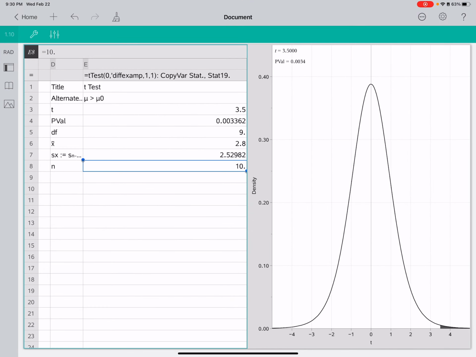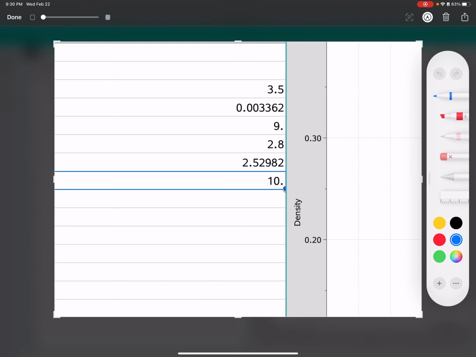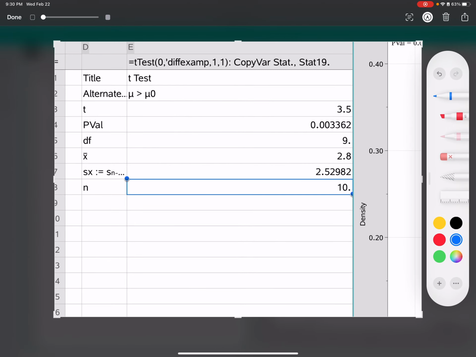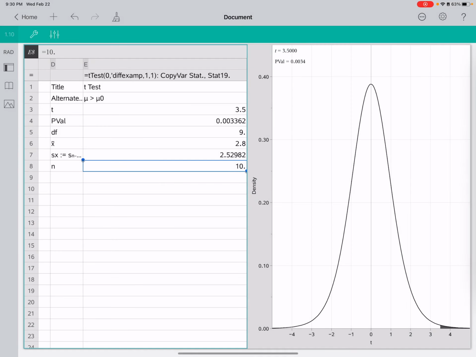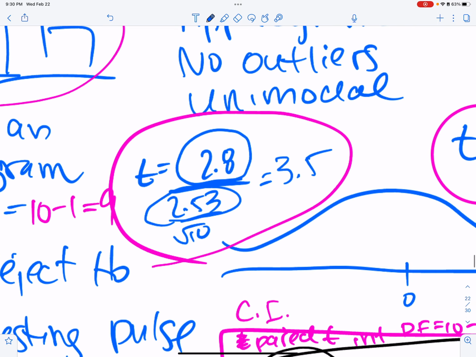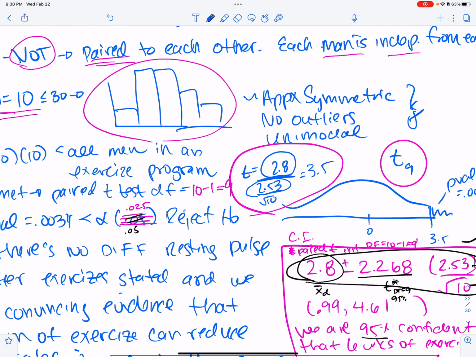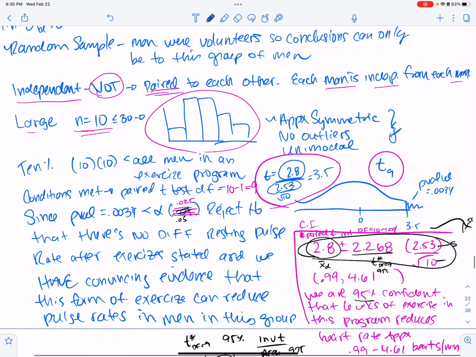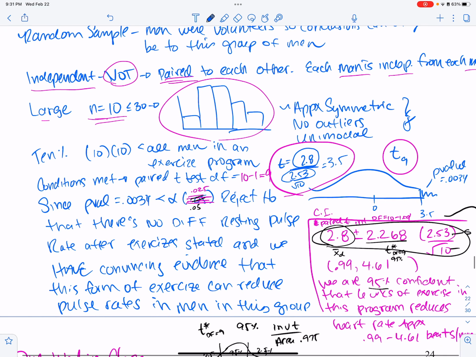And if you notice, let me show you this, kind of cool. For my t, look. My t equals 2.8 over 2.5982 over square root of 10. So those are the numbers that I'll be using here in a second. Okay, and that's where this comes from here, 2.8, just what I just said. And 3.5 I already had on there, and I shade it, and I say, okay, my p-value is 0.034.